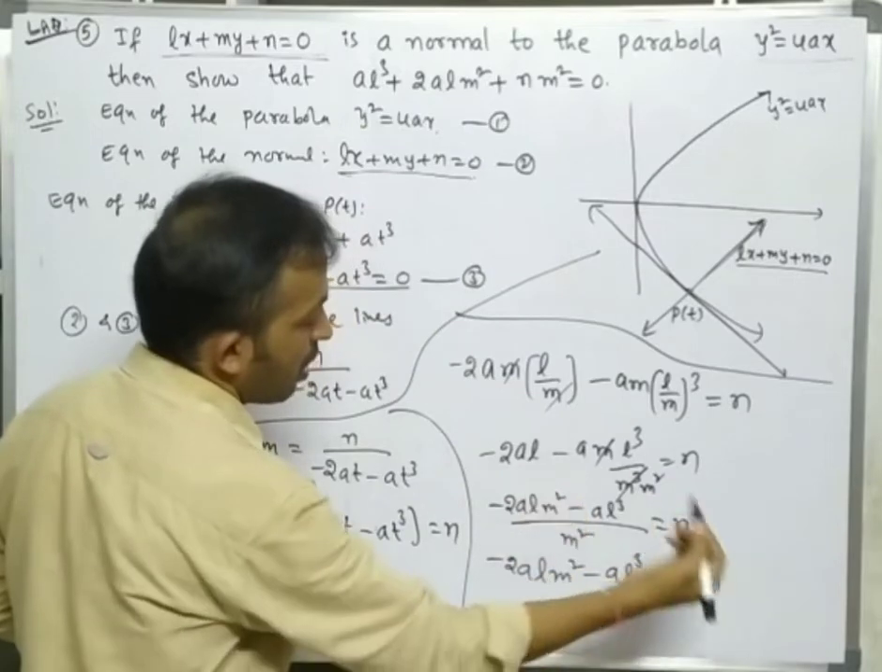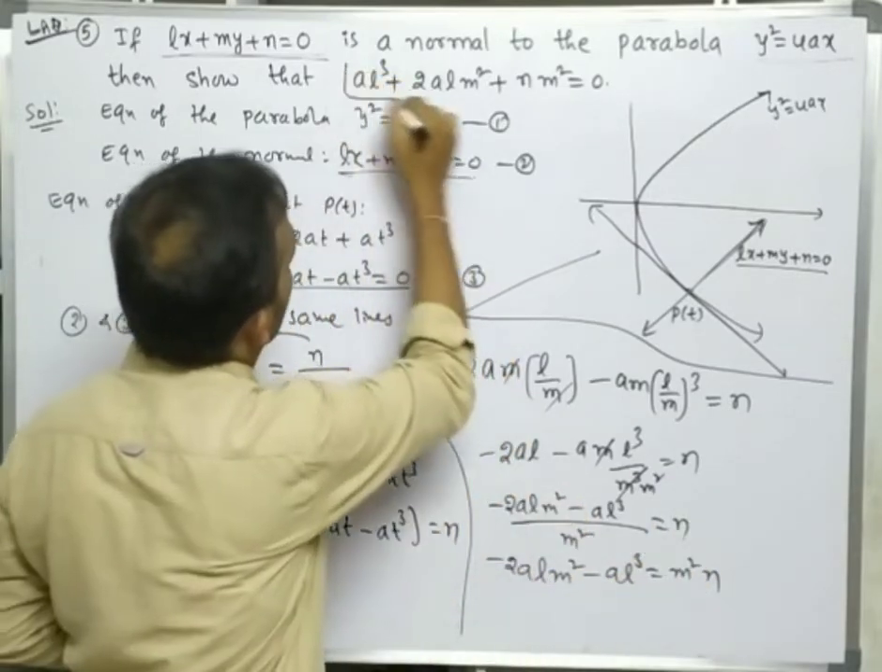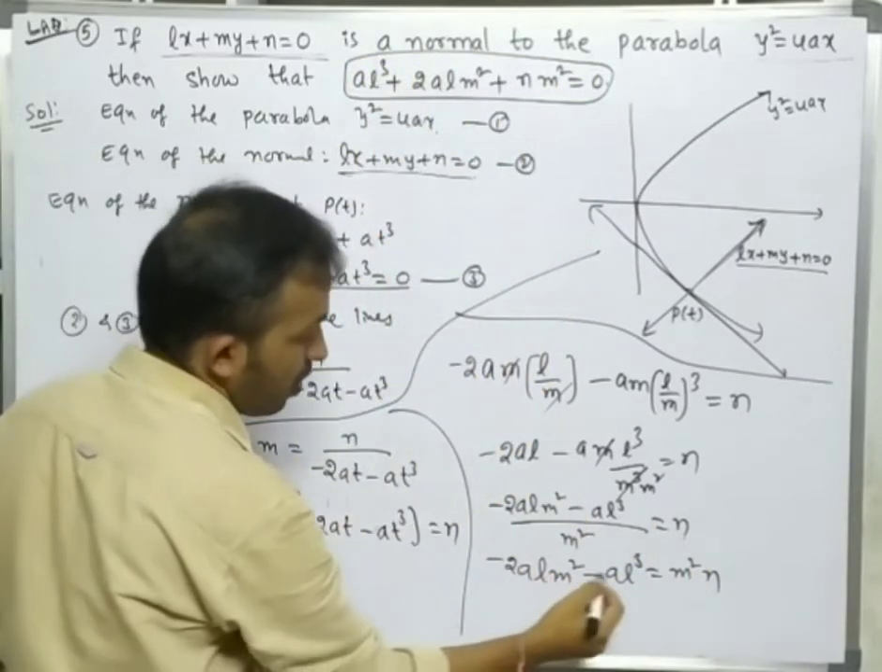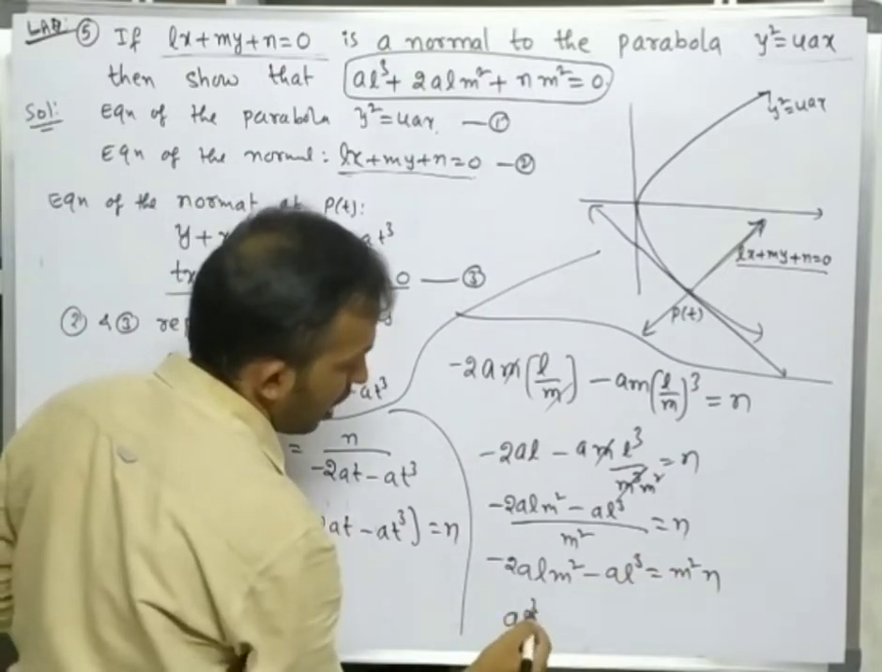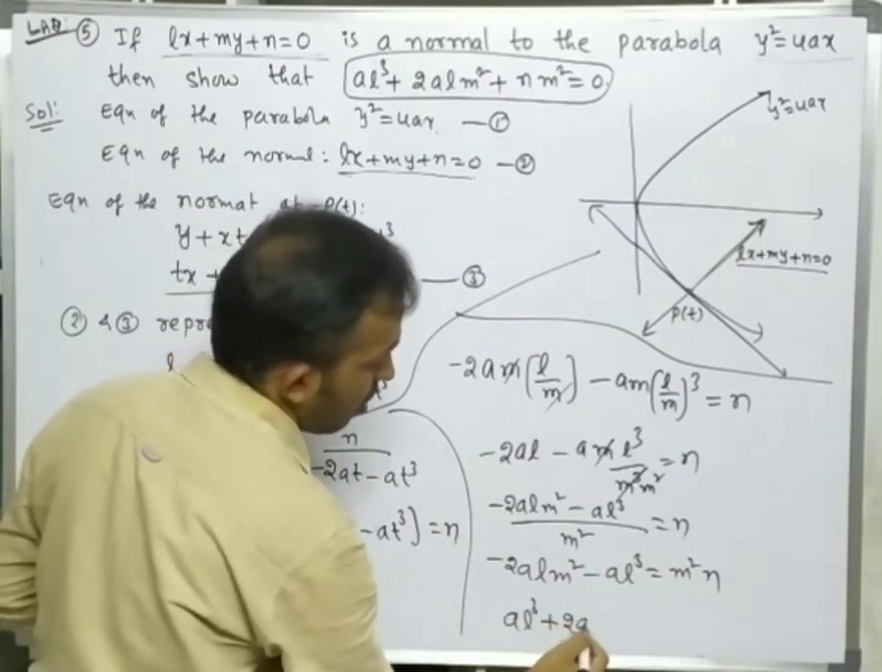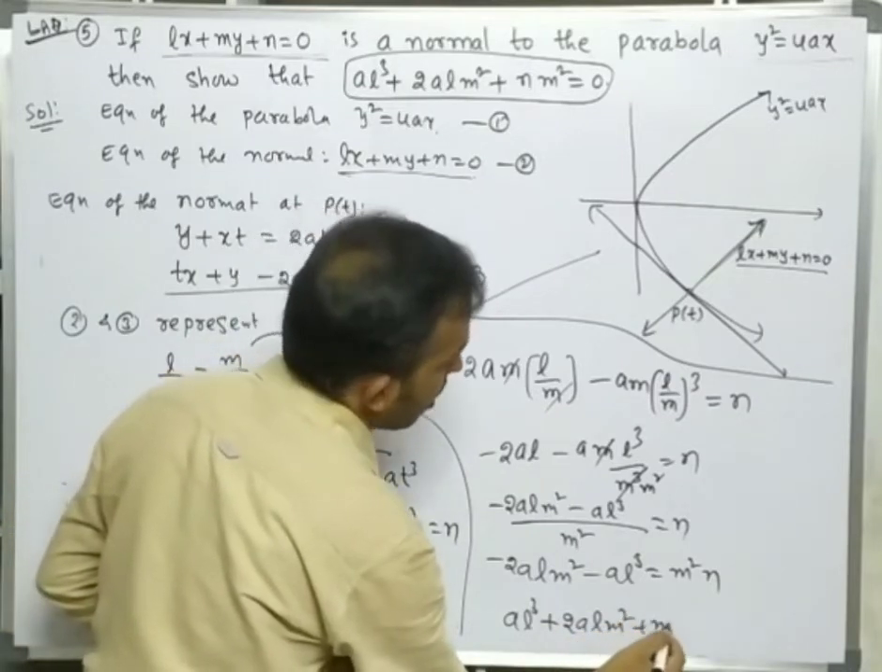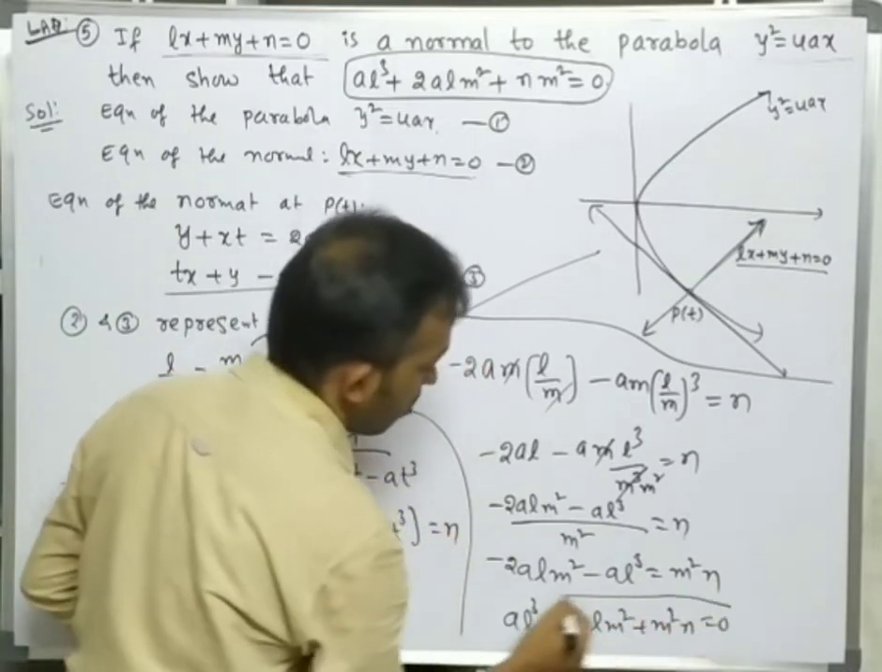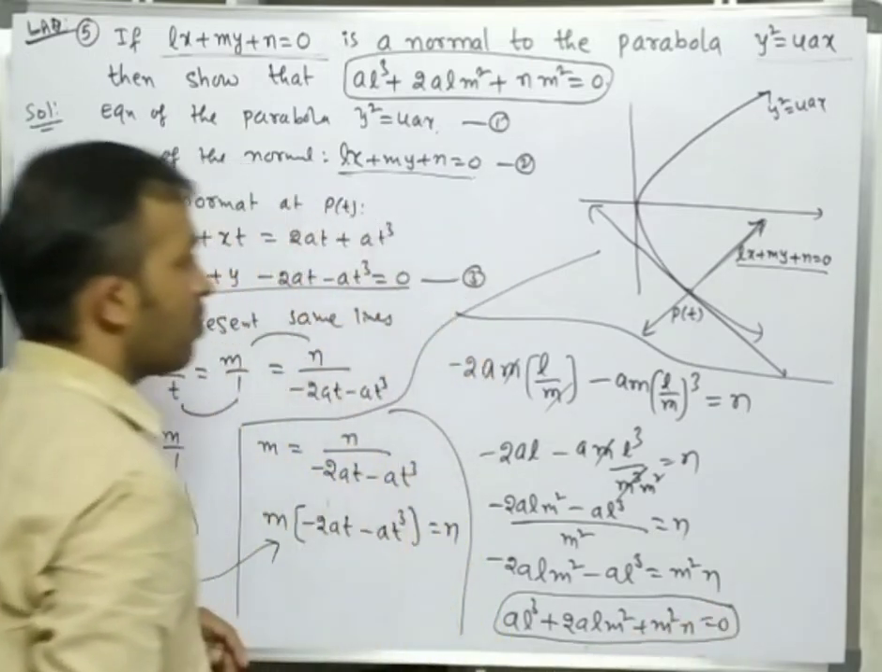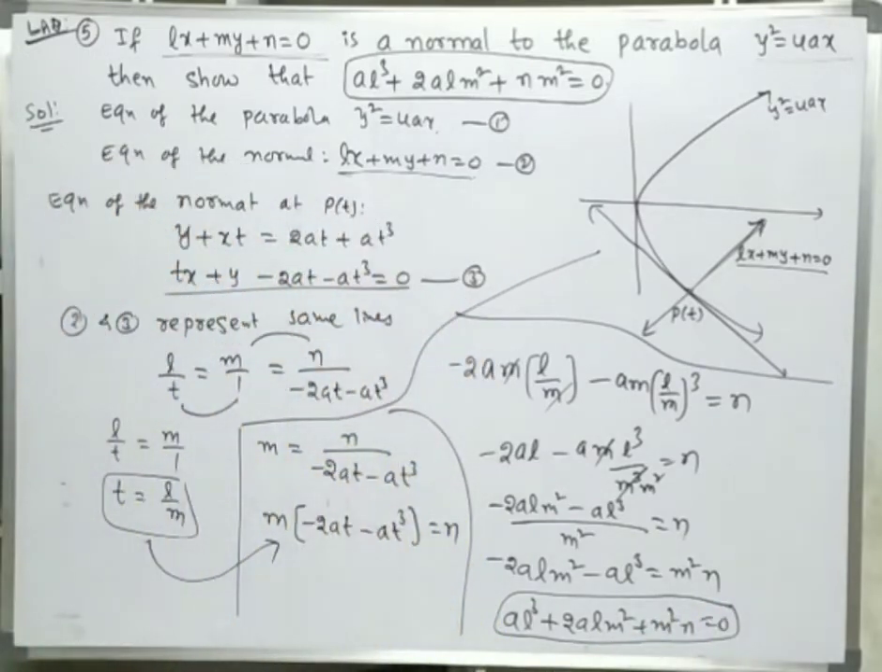So bring left side terms to right side, and you will get the required condition. That is, minus al cube becomes plus al cube, minus 2al square, 2al m square plus m square n is equal to 0. Okay, so this is an important problem for long answer type questions. Simple problem. Write the parabola and write two normal equations. Those two represent the same line, compare those coefficients, solve those, and you will get the required condition. Simple problem, practice it.